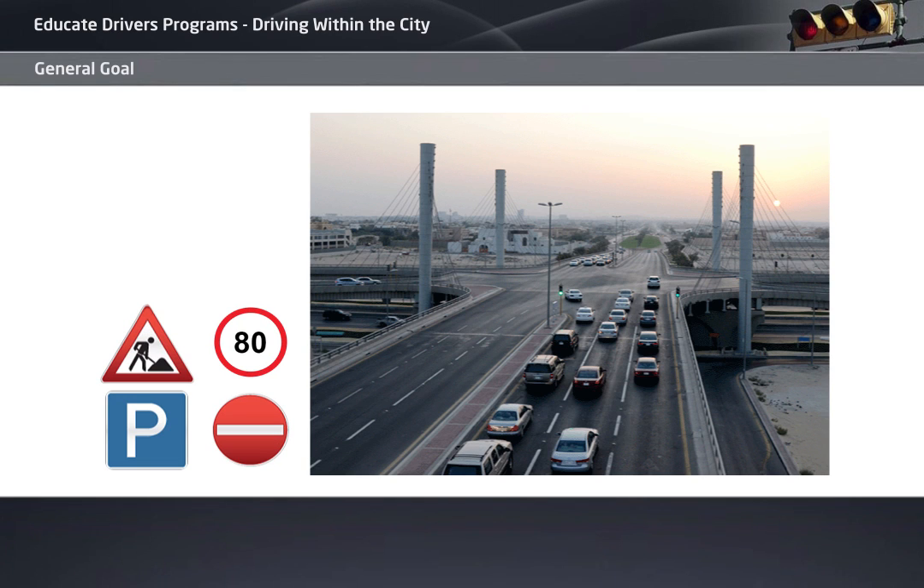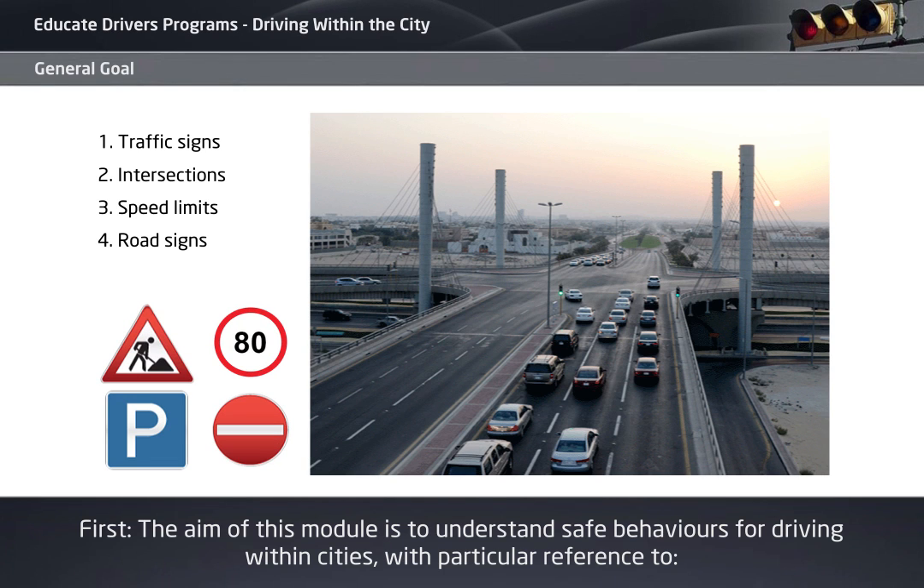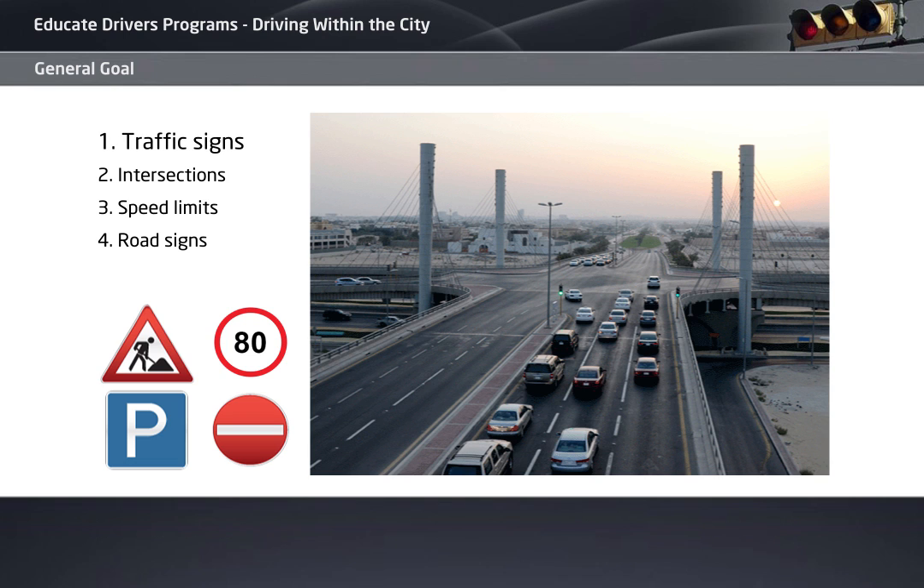Driving within cities. First, the aim of this module is to understand safe behaviors for driving within cities, with particular reference to 1. Traffic signs, 2. Intersections, 3. Speed limits, 4. Road signs.